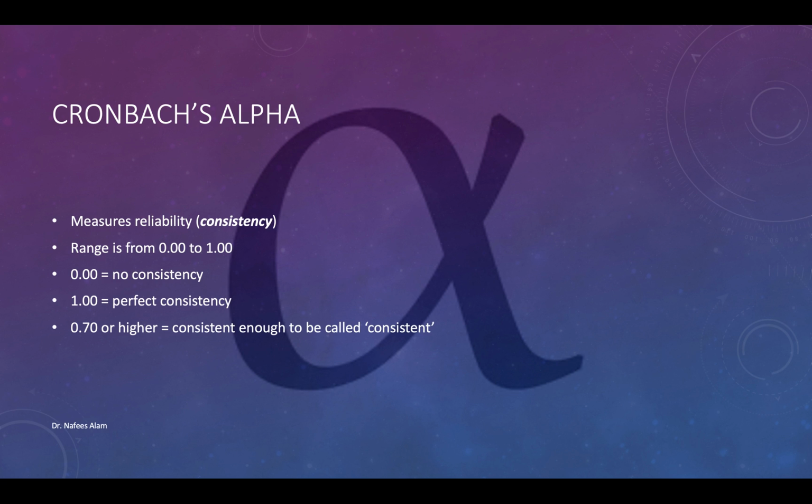Now, to calculate reliability, you may use Cronbach's alpha, and we have it pictured in the background there. Cronbach's alpha measures reliability, obviously also known as consistency. Cronbach's alpha ranges from 0.00 to 1.00. 0.00 communicates no consistency in the data whatsoever, and 1.00 communicates perfect consistency.